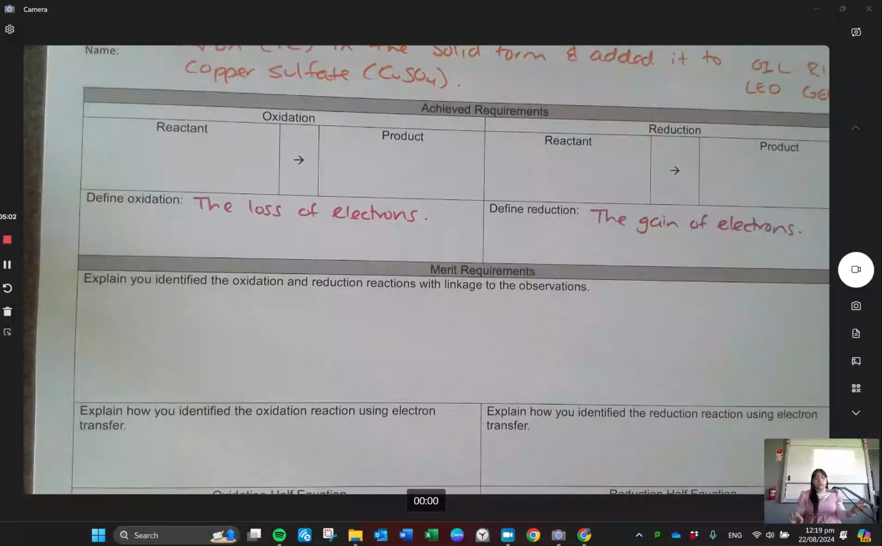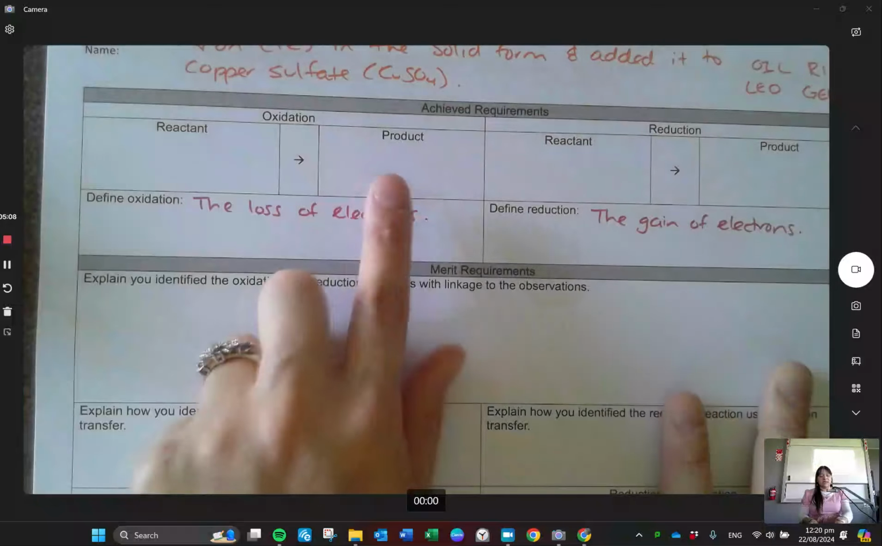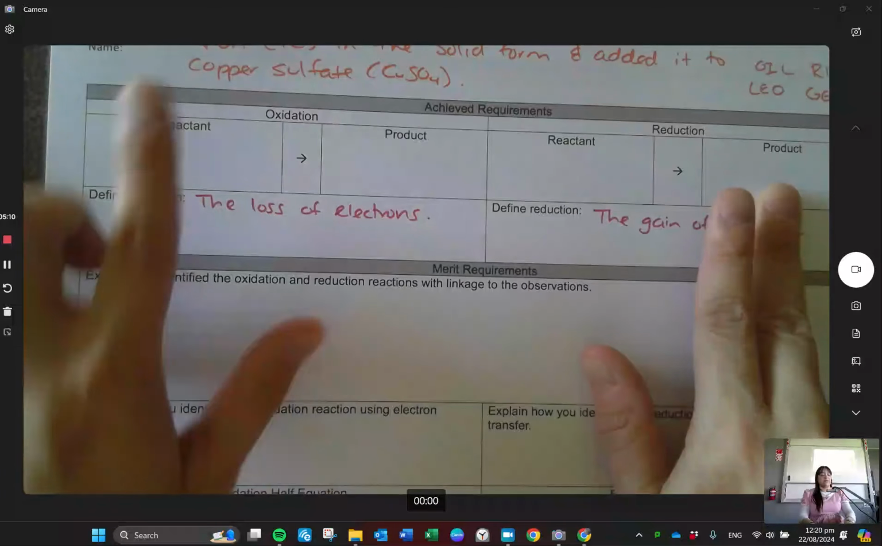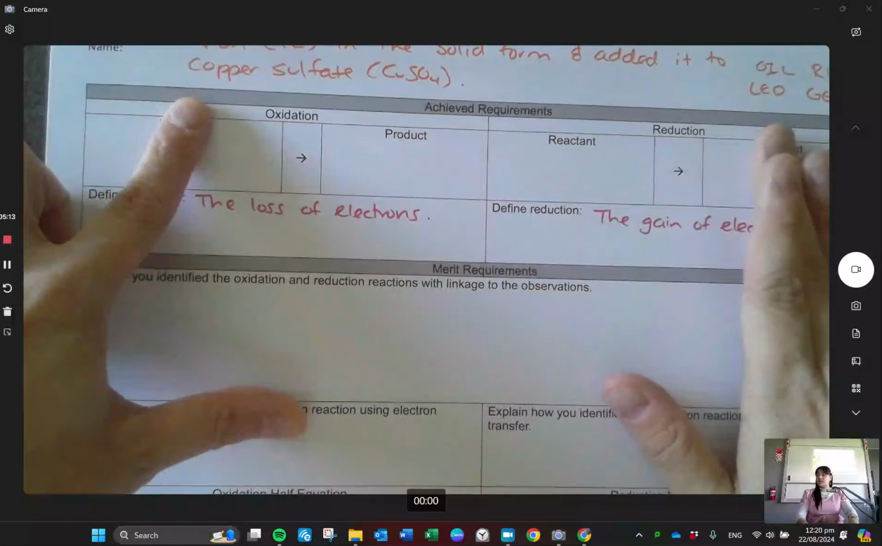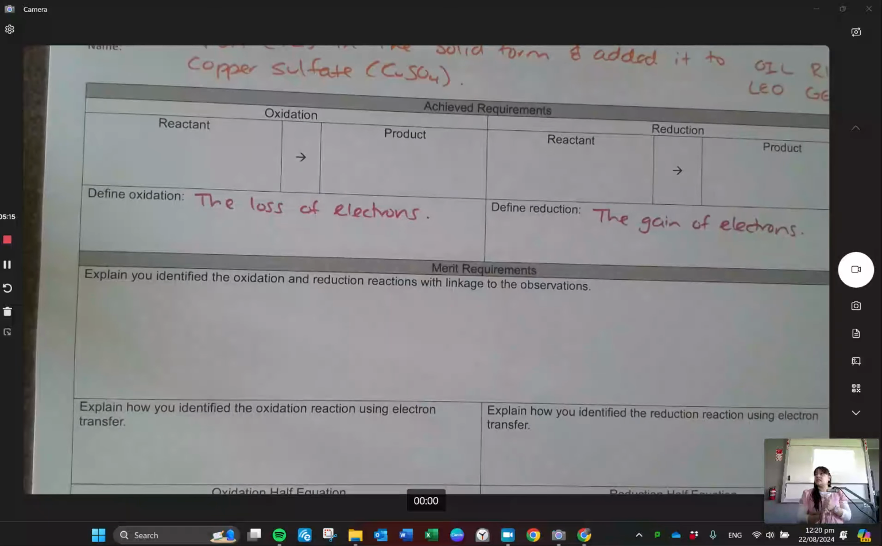First thing we can start to notice when we're looking at this, and in fact, I might start looking at observations because that's going to help you figure out what's going on, is we need to figure out the reactant and the product, and we need to figure out who's oxidation, who's reduction. There are technically 3 things in this reaction, so we need to figure out which of the 2 is actually part of the reaction.